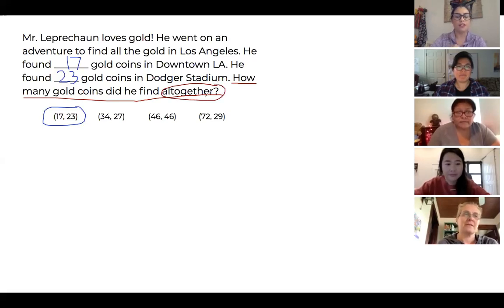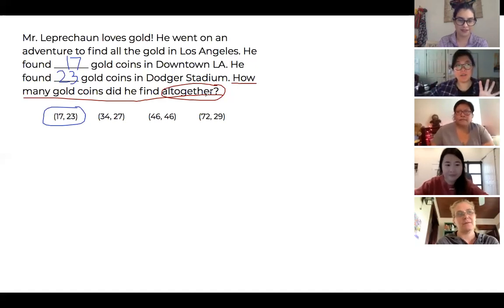So we know that Mr. Leprechaun found 17 gold coins in downtown LA, and he found 23 in Dodger Stadium. So we want to figure out how many gold coins he found all together in those two locations. So I'm thinking, what kind of problem would this be? Are we going to be adding or subtracting? We'll see. Miss Kim, what do you think we're going to be doing? I think it's adding because first he found 17 gold coins and then he found more gold coins later when he went to Dodger Stadium.